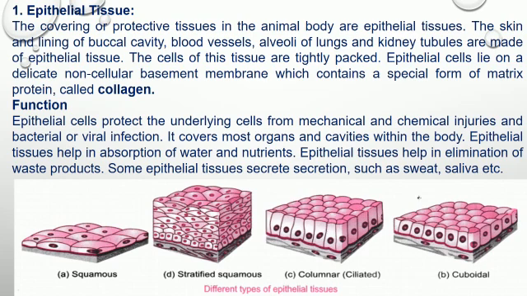Function: epithelial cells protect the underlying cells from mechanical and chemical injuries and bacterial or viral infection. It covers most organs and cavities within the body. Epithelial tissues help in absorption of water and nutrients. Epithelial tissues help in elimination of waste product. Some epithelial tissues secrete secretions such as sweat, saliva, etc.